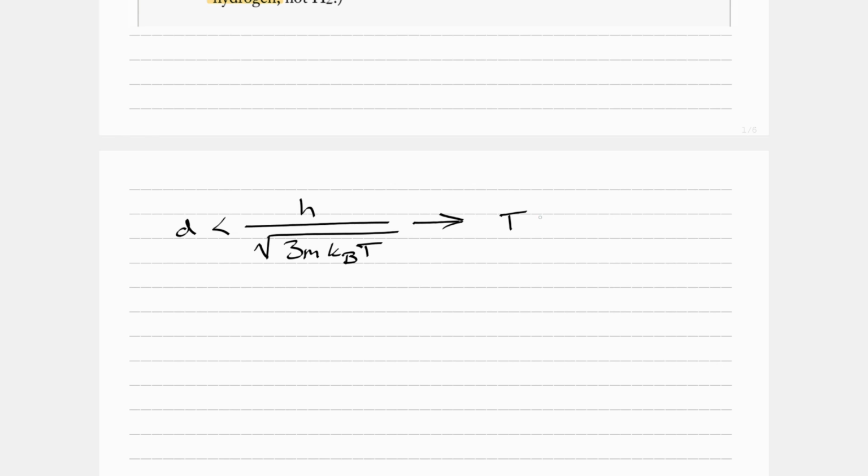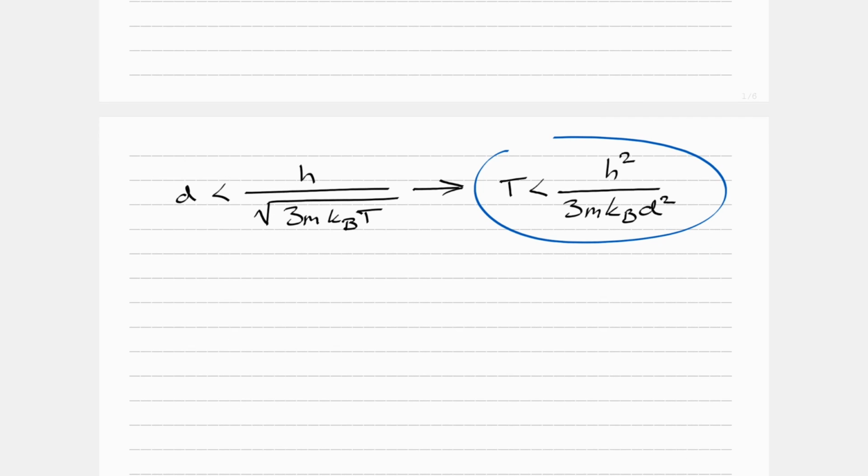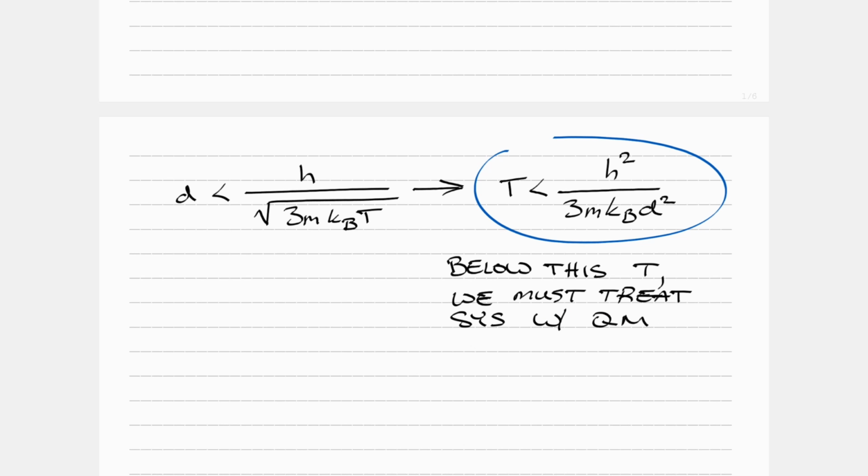move the T to the other side, move the d squared over, and T is less than h, not h bar. I've been writing a lot of h bars, so it's hard to get out of that habit. T is less than h squared over 3m kB d squared. So what we're saying is, again, d is that characteristic size of the system. So below this temperature T in Kelvin, if we're using our proper SI units, we must treat the system with quantum mechanics. Leave it at that.